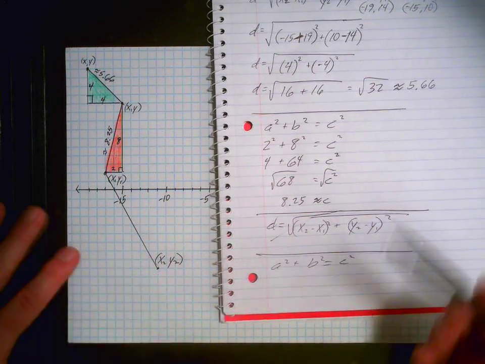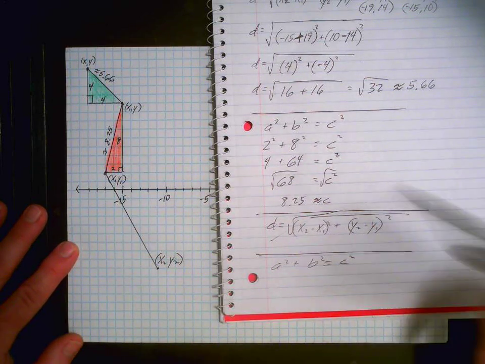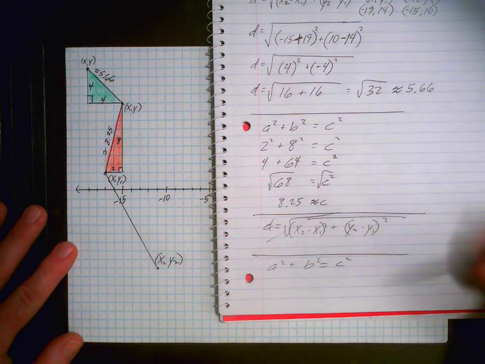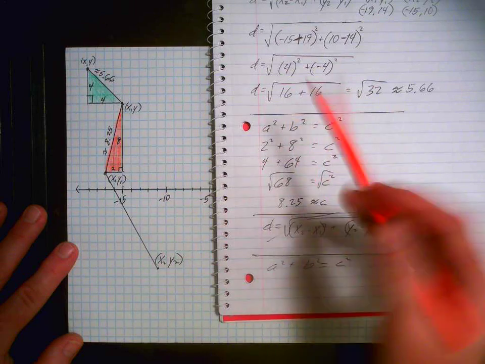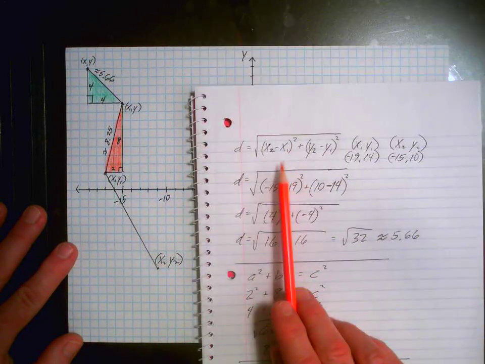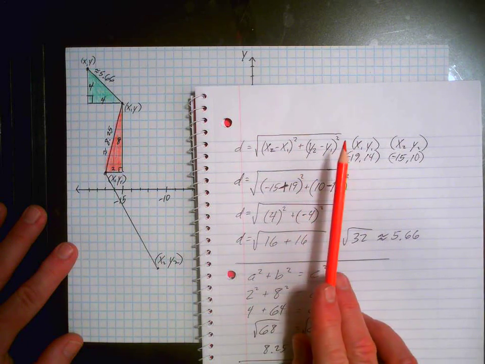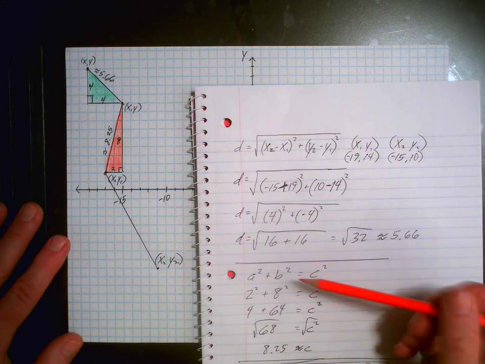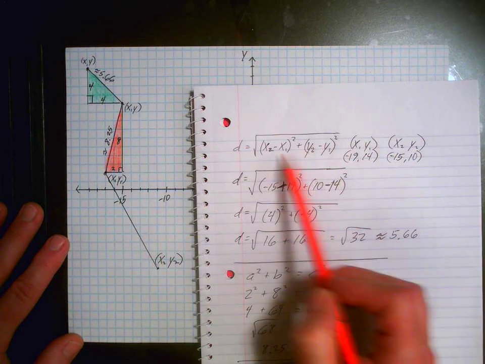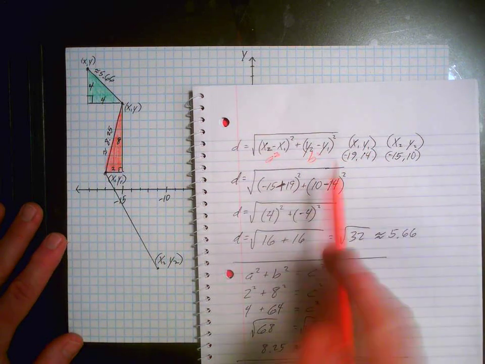The point of this is to show you and get you used to the idea that the distance formula and the Pythagorean theorem are related to each other. In fact, they're the same thing. a squared plus b squared is x sub 2 minus x sub 1 squared and y sub 2 minus y sub 1 squared. This is a squared, and this is b squared. It just doesn't look the same because it's disguised.